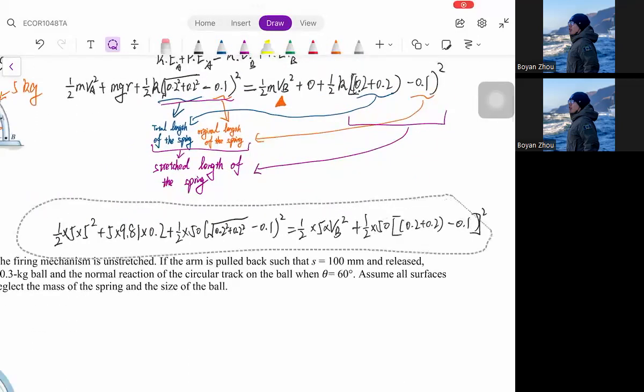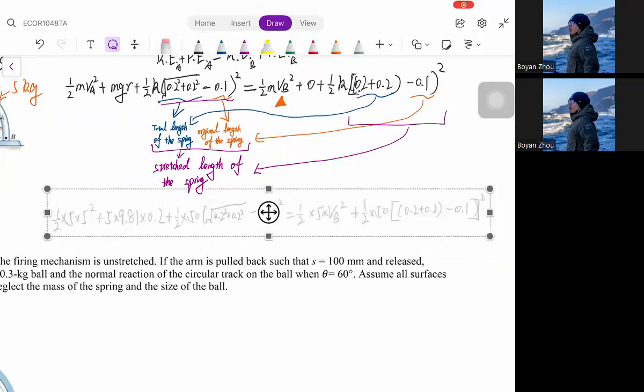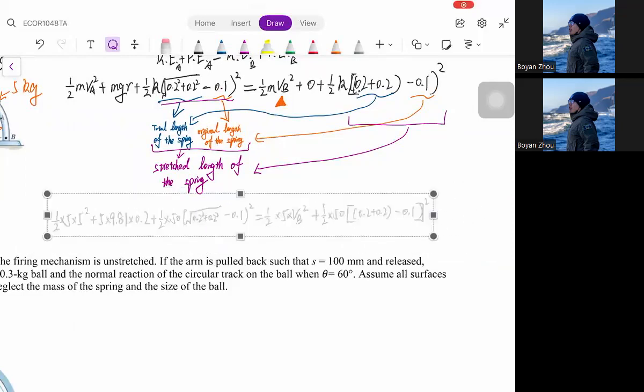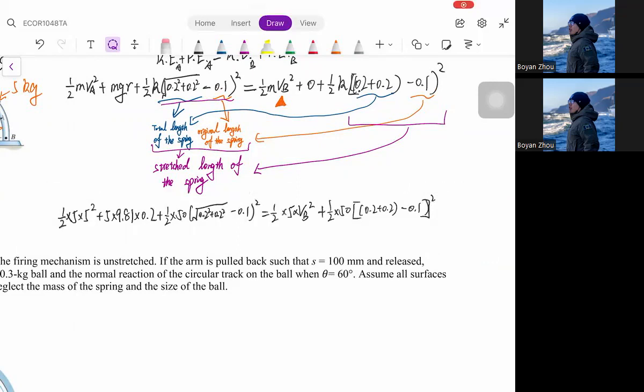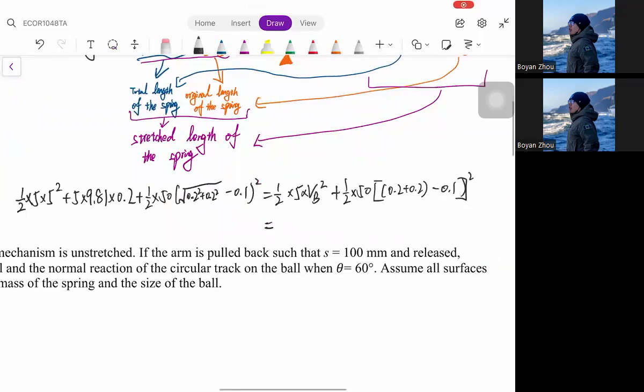And then we have a very long equation here. It's just long, it's not difficult to calculate. So I'm just going to give the final answer for VB, that is over here, this value, which is equal to 5.33 meters per second.